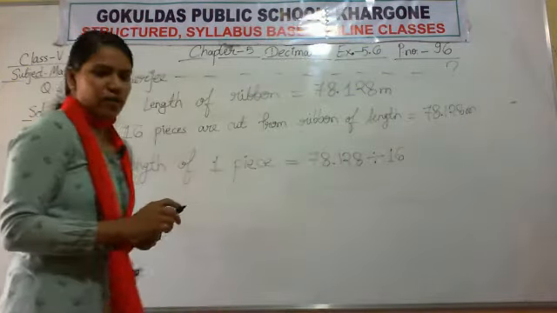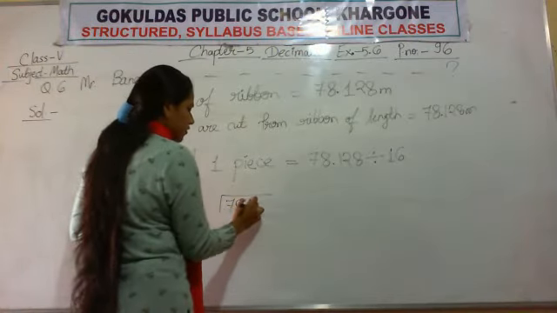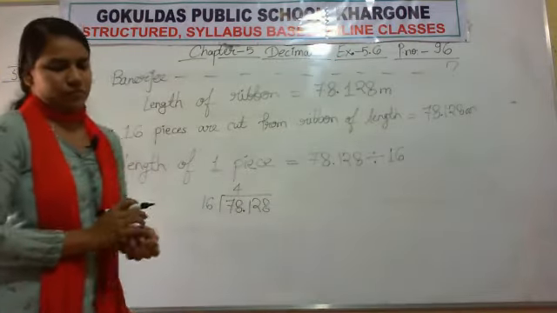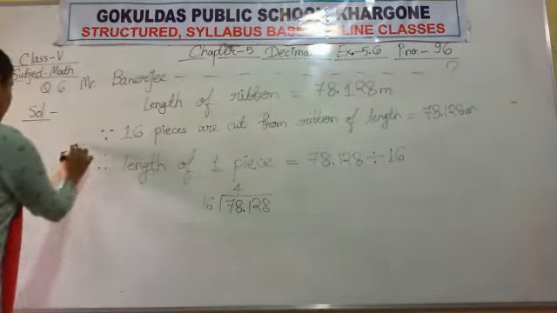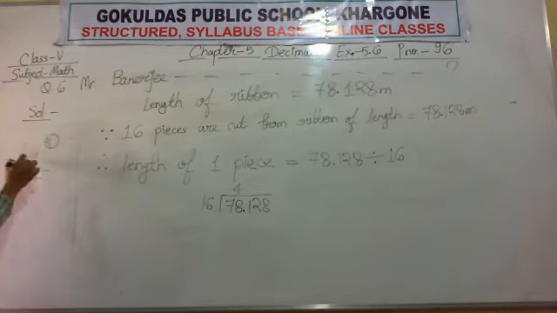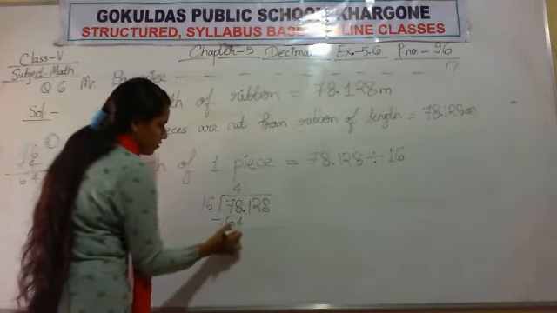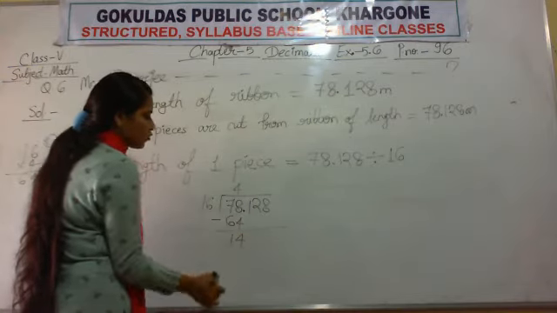Arrange both the numbers according to the standard form of division. 16 4s are... When we multiply 16 with 4 in rough work, our result is: 4 6s are 24, so 4 here to carry forward, 4 1s are 4 and 2 is 6, 64. So write 64. Put a minus sign.